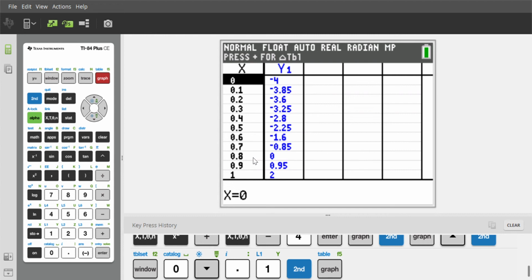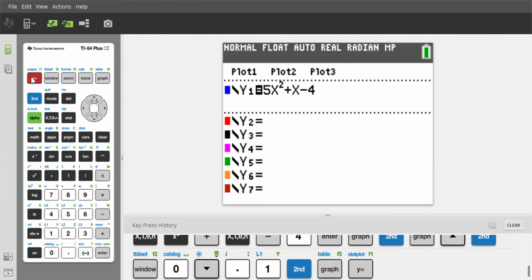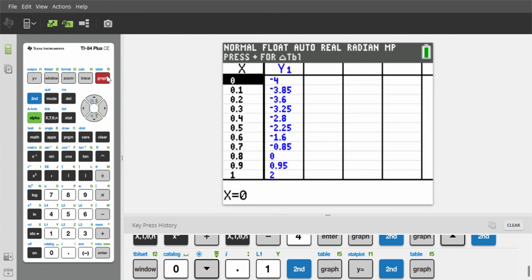So my two solutions for this quadratic of 5x squared plus x minus 4 are x equals -1, and also x equals 0.8 or 8/10. Okay? So those are my two zeros.